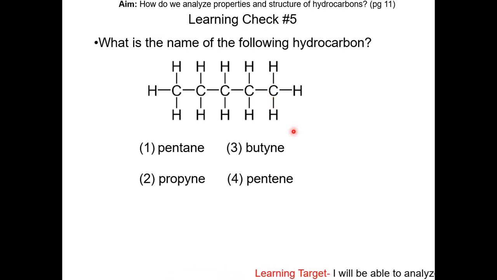To figure out the prefix, we have to use Table P on the reference table. Since there's 5 carbons, the prefix is pent, so the name of this hydrocarbon is pentane, so the answer is choice 1.